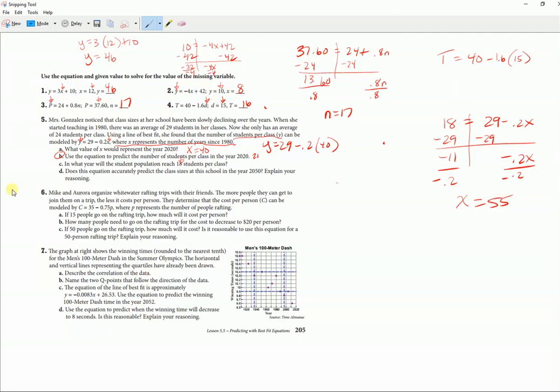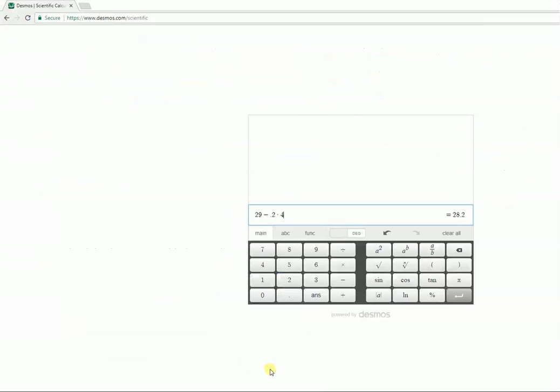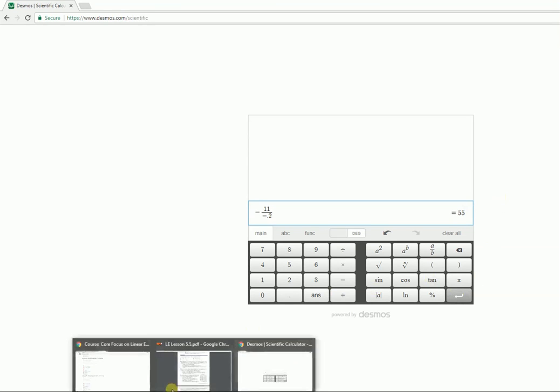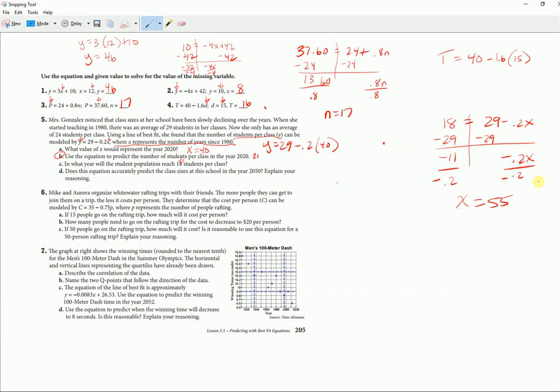Let's see. Negative 11 divided by negative 0.2. Let's go over to our handy dandy calculator. Negative 11 divided by negative 0.2, and that's positive 55. So we're exactly right. Let's interpret this for a second. x is the number of years since 1980, so in 55 years, we're going to get 18 kids per class.